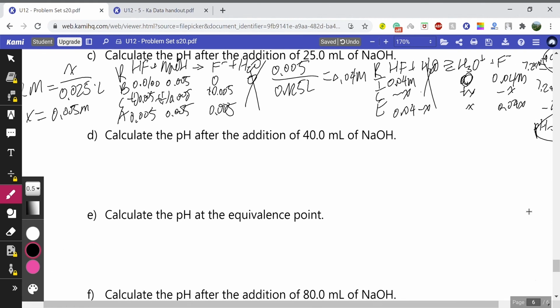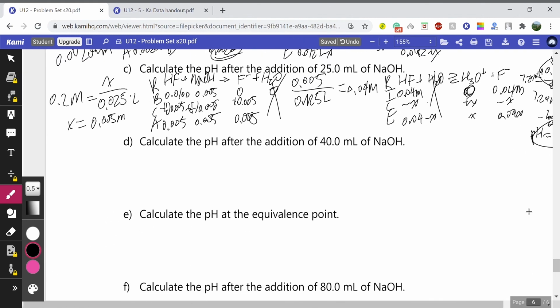Third, calculate the pH after the addition of 40 milliliters. So it's practically the exact same thing as we just did. 0.2 molar equals moles divided by 0.04 liters this time. So 0.2 times 0.04 will give us 0.008. So we do RICE. HF. Oh, sorry. This is RBCA. My bad.